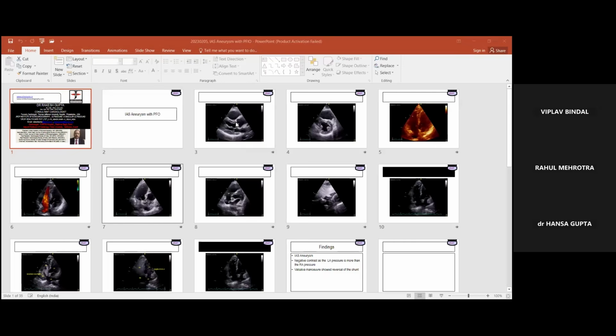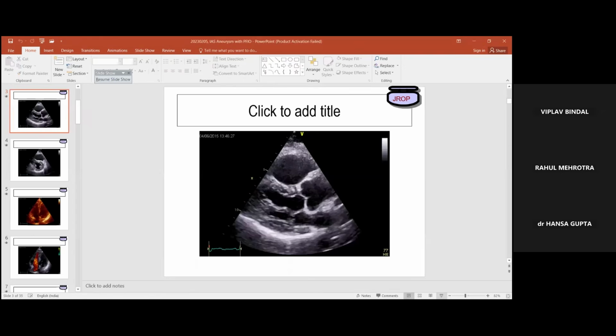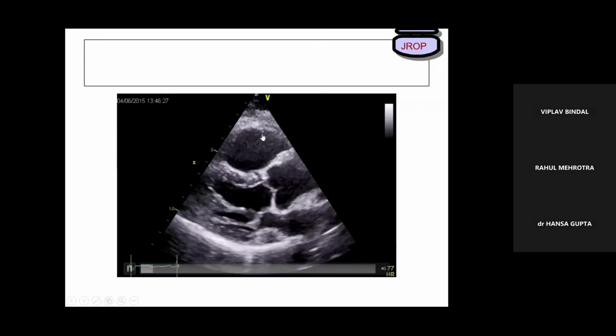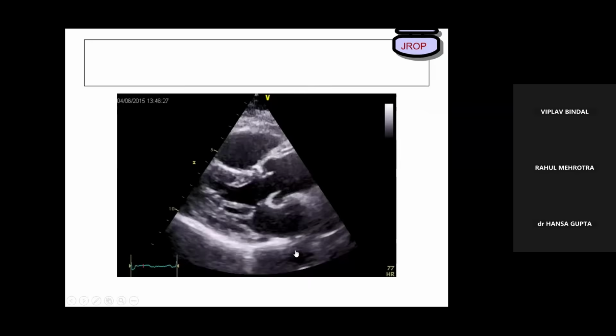And I'm not going to show you many clips of that. I hope you're able to see my pictures. This is the first case. Look, in this first case, RV is dilated and there is evidence of a dilated coronary sinus over here. Now you can go and see this picture again.